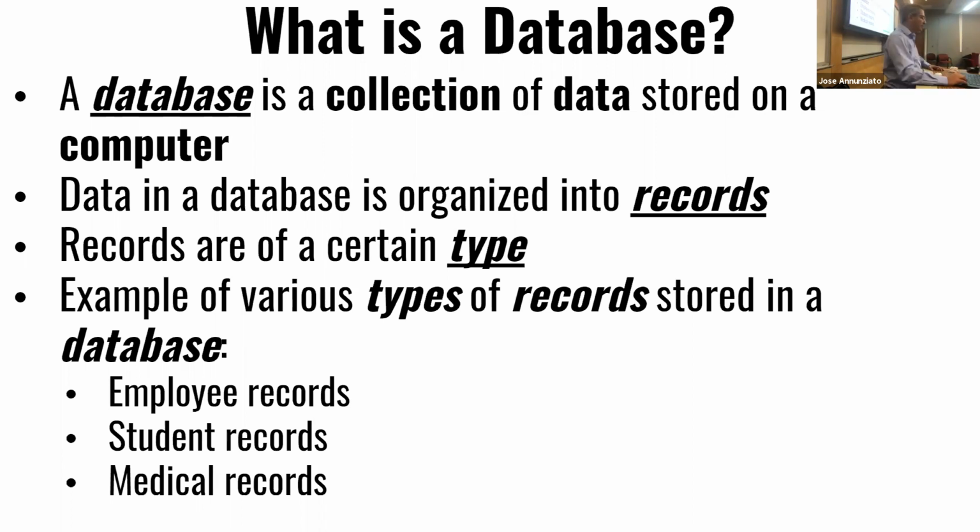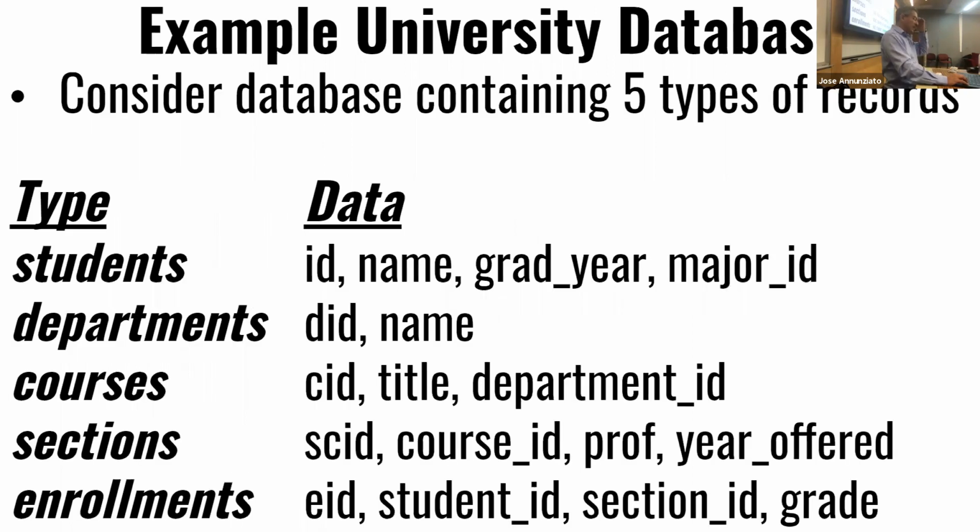So for instance, you might have the employee records, the student records, the medical records. We're going to be using an example throughout the semester. It's an academic example where you have the following tables, and this will be a recurring example. So we'll see a table called students, another one departments, courses, sections, enrollments, with these fields or columns. There'll be IDs for students, name, graduation year, major ID. So major ID will be a foreign key that references a department. The department has a department ID and the name of the department. And then for the student, we can establish what's the major, what department they're graduating from. So it's a foreign key to the primary key, department ID.